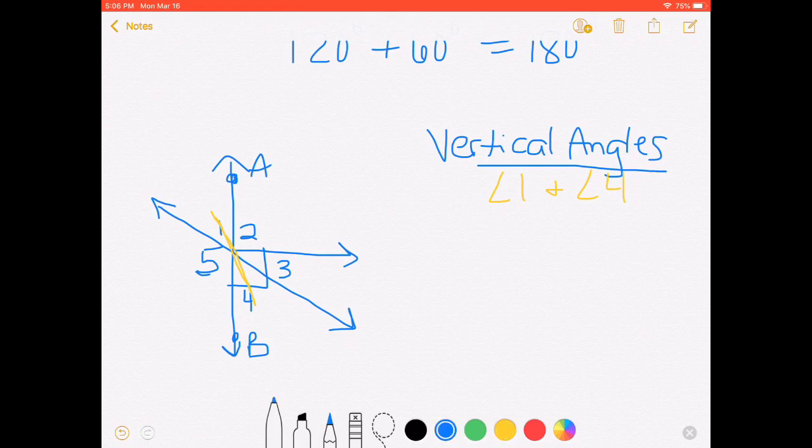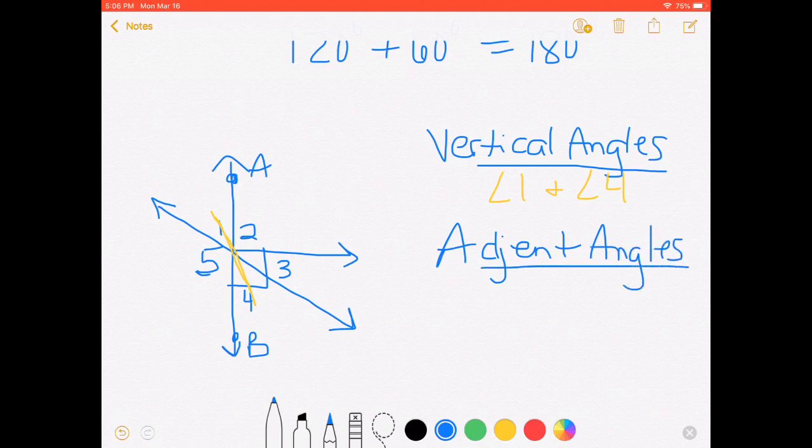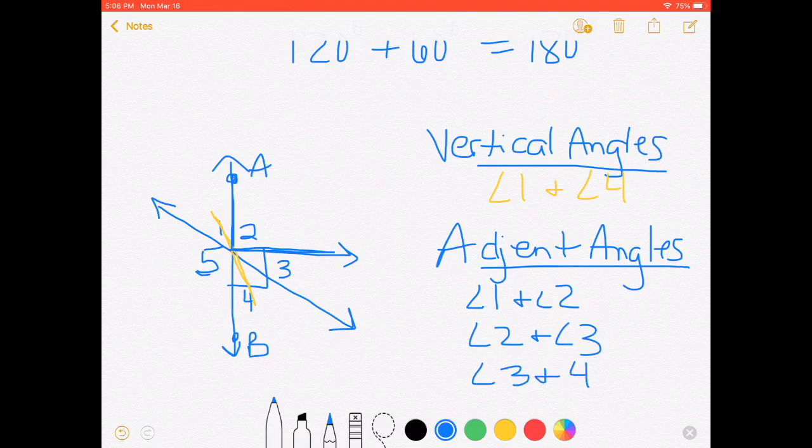intersecting. If we want to name a pair of adjacent angles, again, adjacent angles are angles that share a common side and a common vertex. We have lots of pairs of adjacent angles. We have angle 1 and angle 2. They share this common side. We have angle 2 and angle 3. They share this common side. Angle 3 and angle 4. They share this common side.